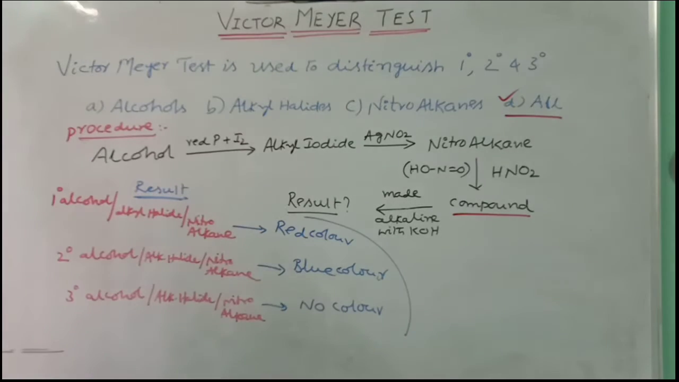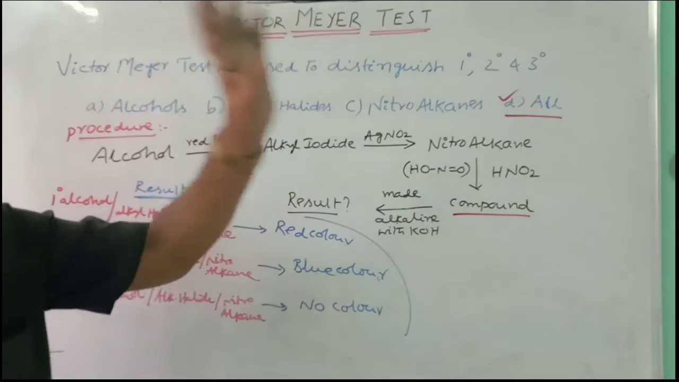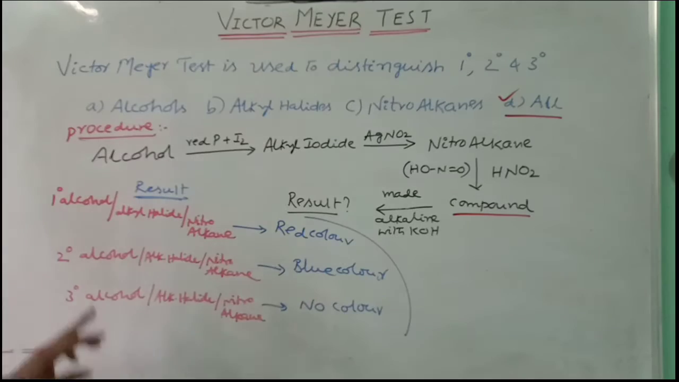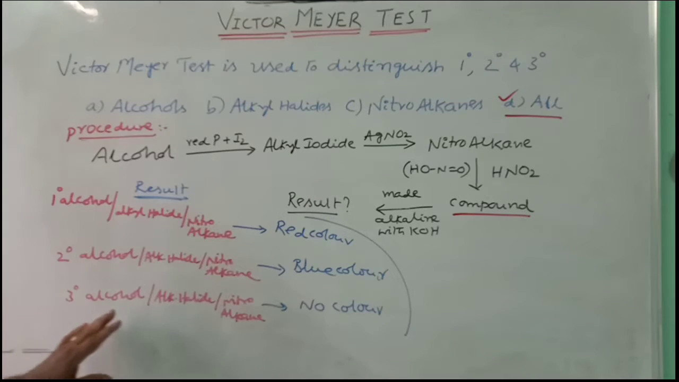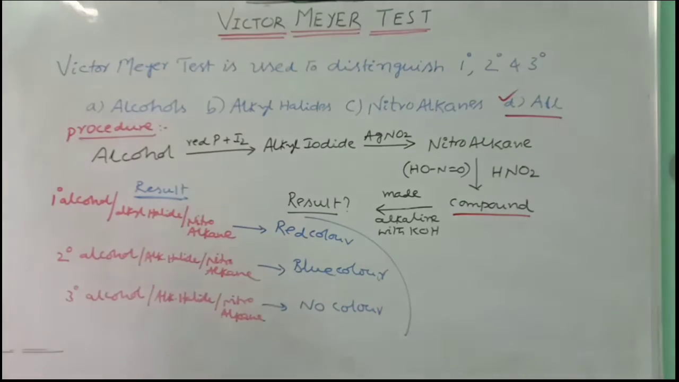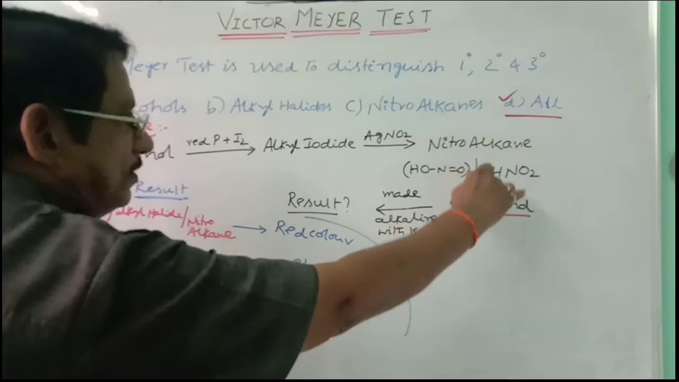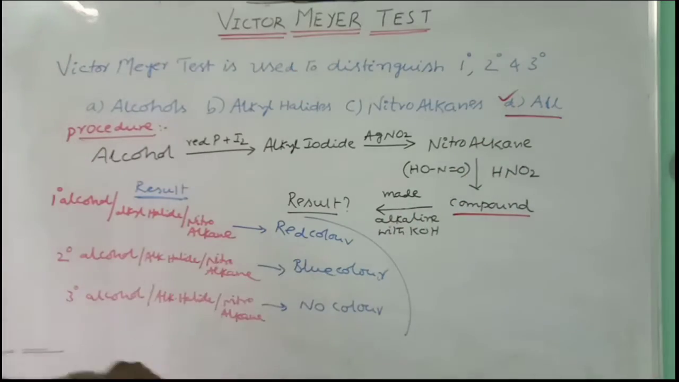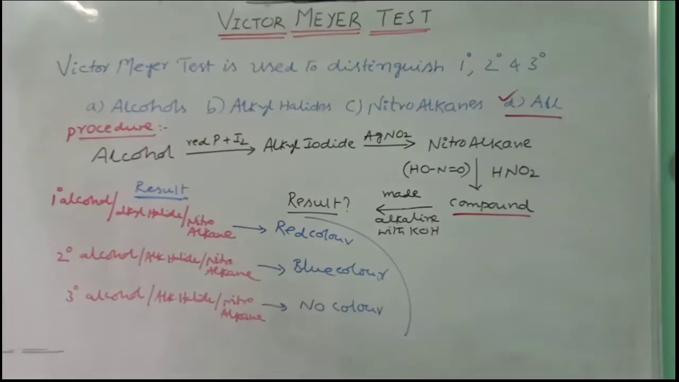After doing all this, finally, if you get red colored solution, it indicates primary alcohol or primary alkyl halide or primary nitroalkane. If it gives blue color, it indicates secondary alcohol or secondary alkyl halide or secondary nitroalkane. If it is tertiary alcohol or tertiary alkyl halide or tertiary nitroalkane, there will be no color. This is how to recognize after doing the test. So Victor-Meyer test is useful for alcohol, alkyl halides and nitroalkane. Finally, this is the result. Okay. Now we have to discuss the reactions that are involved here. Let us discuss the reactions first. Note it.